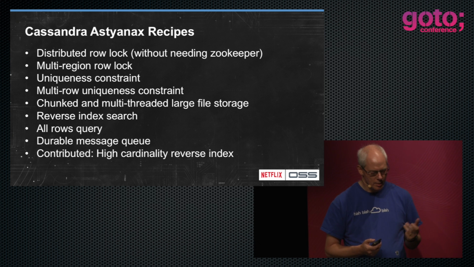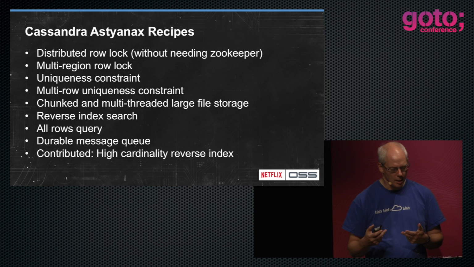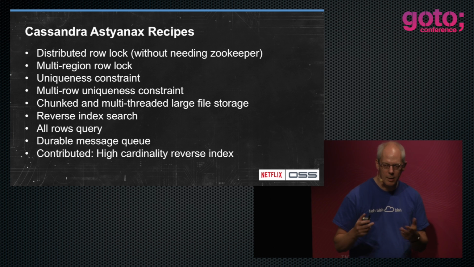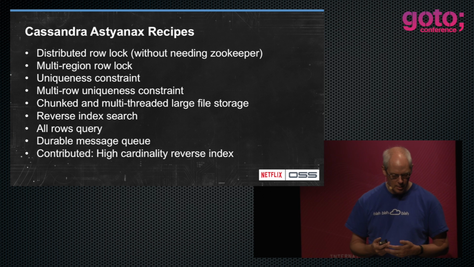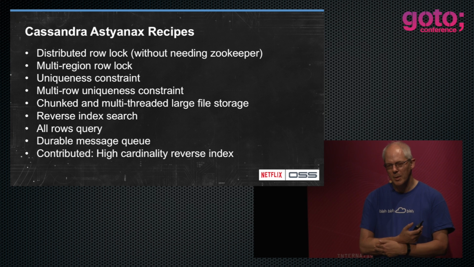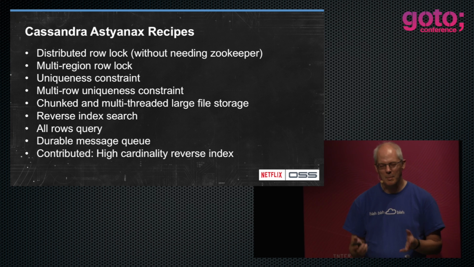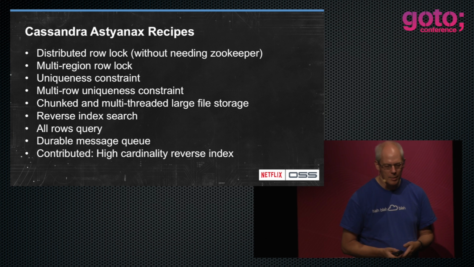The reverse index search is sort of a tricky thing, and then there's a high cardinality reverse index as well. They're kind of getting around some of the problems that you have when you've got a distributed data store. And then the all rows query and message queue. There are naive ways of doing this which tend to blow up and make people really unhappy. And we had enough developers trying to do these problems over and over again that we said, okay, let's make a pattern. No, don't do it that way. Here's the standard way of doing it. And it's very easy that way.